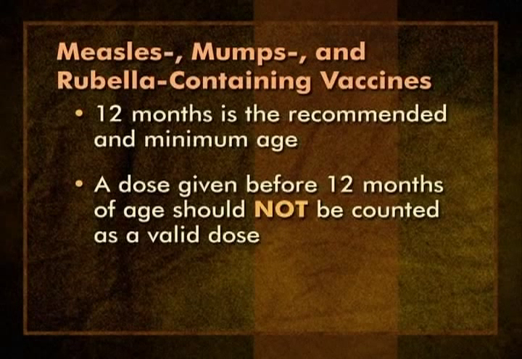This is because it is the earliest age at which almost all children have lost their maternal antibodies, which can interfere with vaccine virus replication. A dose given before 12 months of age should not be counted as a valid dose. The child should be revaccinated on or after the first birthday. Doses given up to 4 days before the first birthday may be counted if your state accepts the grace period, as discussed in the general recommendations on immunization.